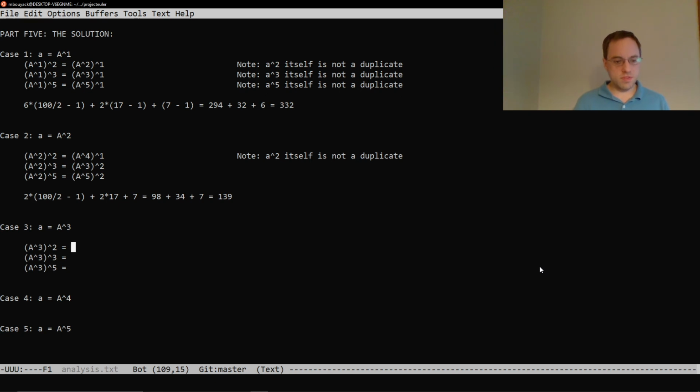Okay, now this first case can only be represented as a to the 6th to the 1st. And so obviously that's only going to work when capital A is equal to 2. And so we'll just make a note about that.